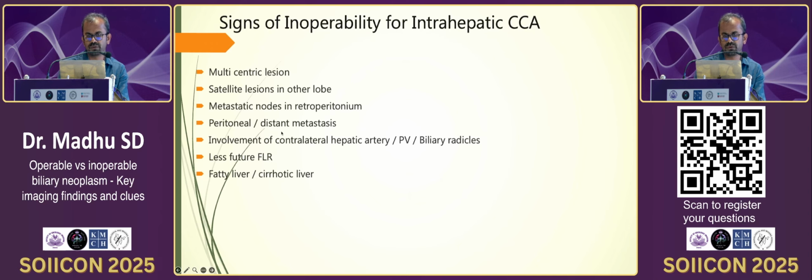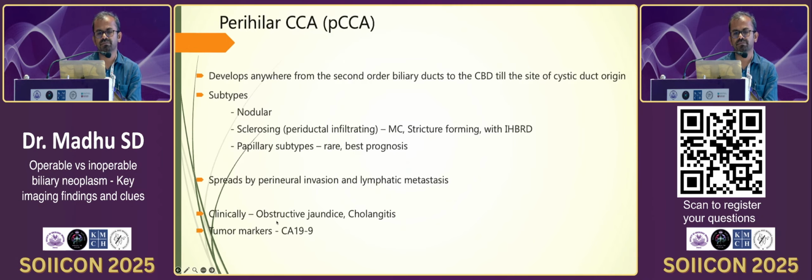Also, future liver remnant. This we are going to calculate regularly on a CT scan, and we will provide this data to the surgeon before operation. If the FLR is less than 30% in a normal liver, and less than 40% in case of a liver with fatty changes, then the surgery cannot be done. These things should be mentioned in our reporting.